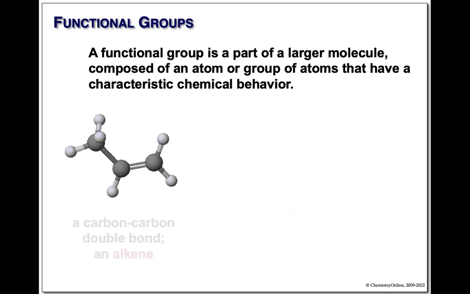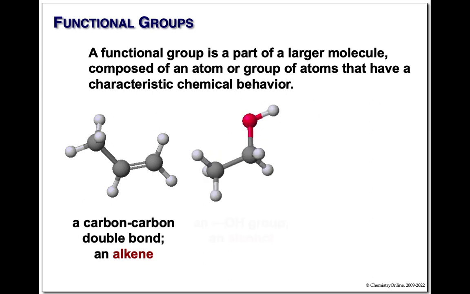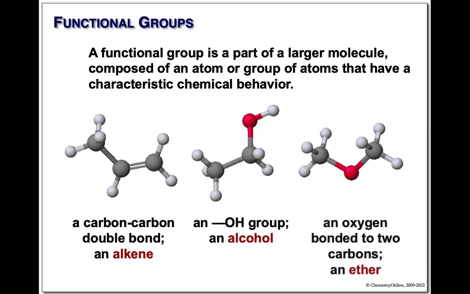Other functional groups. This is the alkene we just saw. We put an OH on, we call it an alcohol. Put the oxygen in between the carbons, it's an ether. Again, they have characteristic chemical behavior.